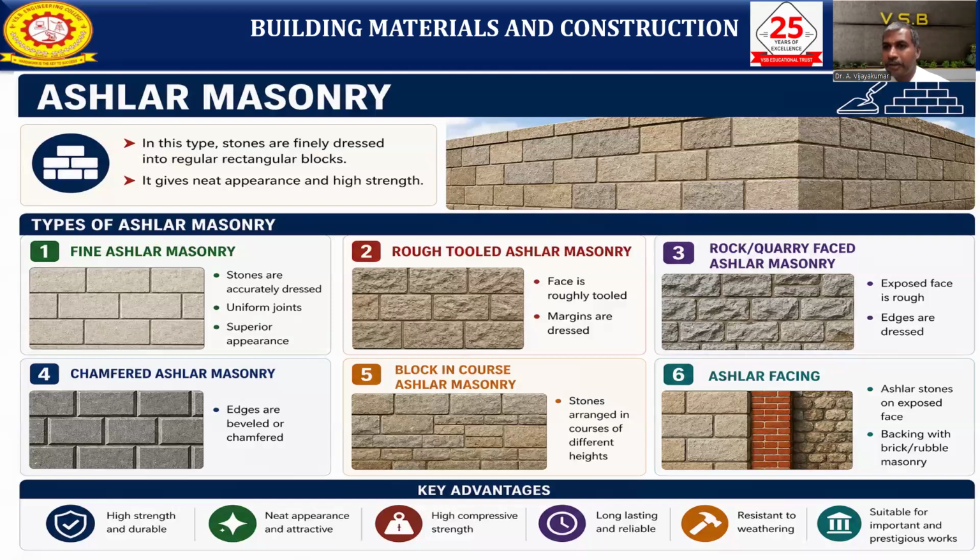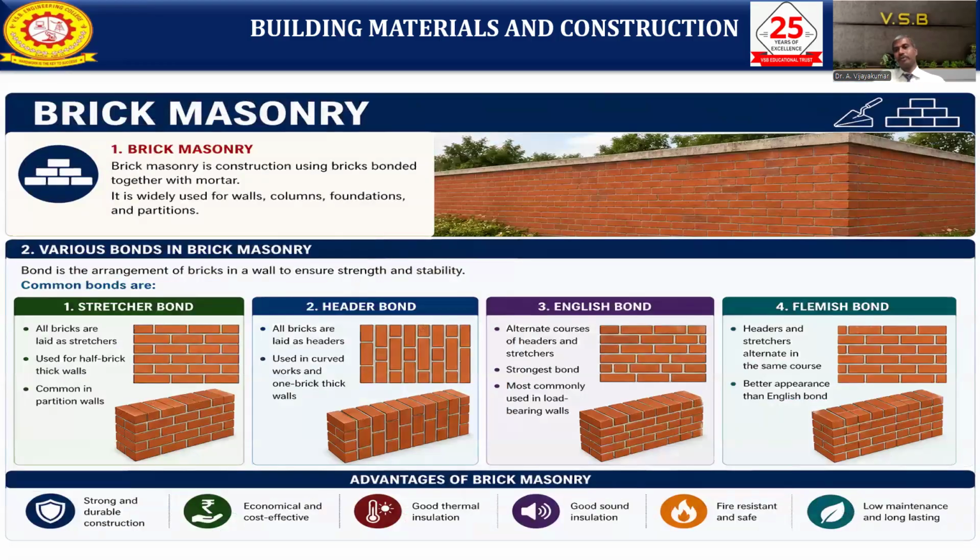This type of masonry is suitable for important and more prestigious work. But rubble masonry cannot be used for prestigious work. Wherever it is low cost and a temporary structure, we can use rubble masonry. Coming to ashlar masonry, it is very suitable for important and prestigious work. So the next masonry is brick masonry.